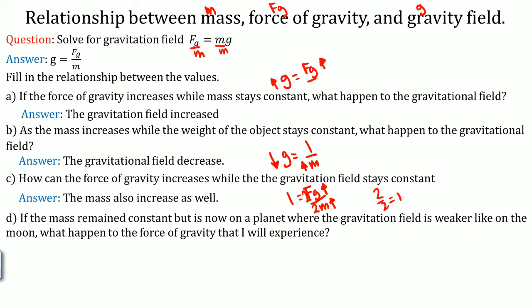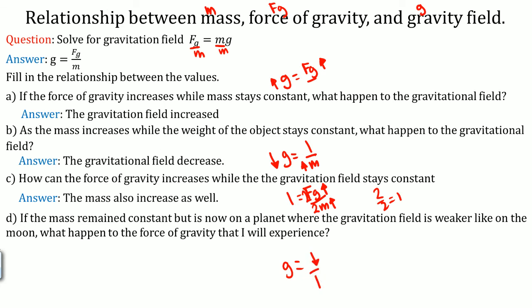If the mass remained constant, but is now on a different planet where the gravitational field is weaker, like on the moon, what happens to the force of gravity that I will experience? So let's take a look. g is equal to Fg over m. Mass remains constant, so the m just becomes a 1. But now the gravitational field is weaker, so Fg goes down.